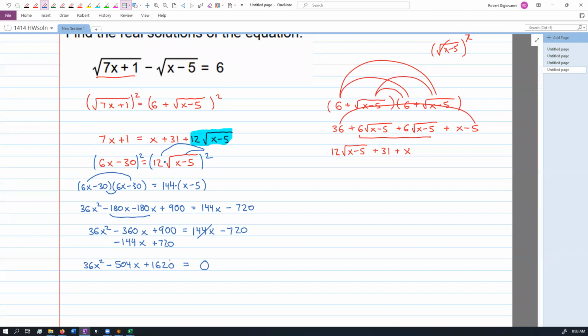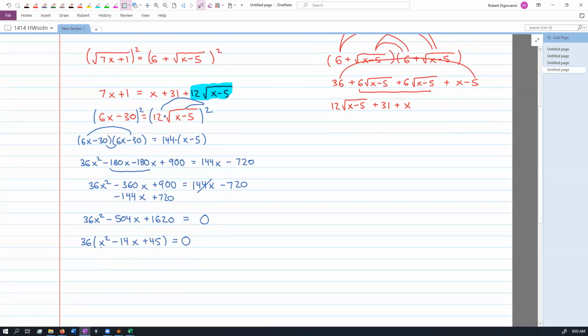I think that 36 goes into all of those, so we should be able to factor it out. If we factor out a 36 right now, it'll make our life a lot easier. Pull out 36 from the 504, we get minus 14x, and from the 1620, we should get plus 45. And now we can factor this, hopefully, into two things. It looks like minus 9 and minus 5 should work.